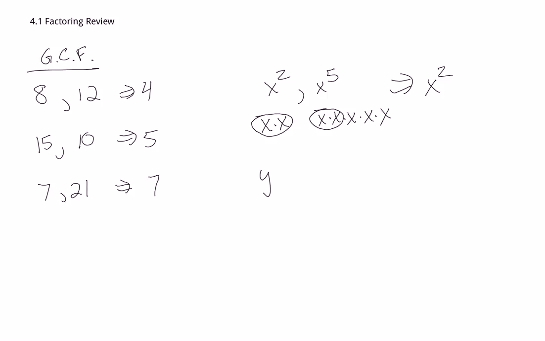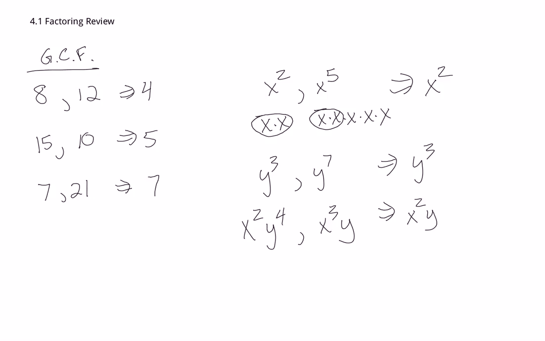So if I gave you y to the 3 and y to the 7, your GCF will be y to the 3. If I gave you x squared y to the 4th, and x cubed y, in this case you pick the smallest of the x's, which is x squared, and the smallest of the y's, which would just be one y. Okay, so you get the idea.